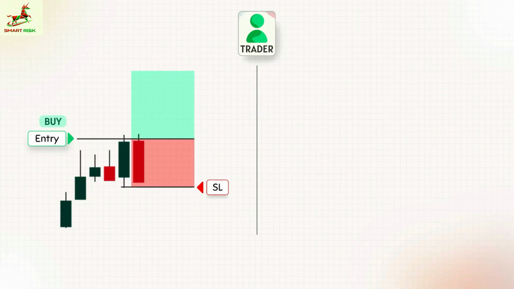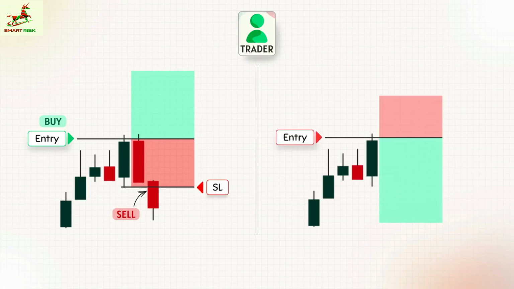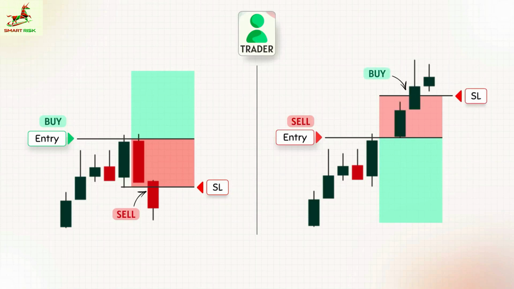Because when price drops down and hits the stop loss, the system automatically executes a sell order to close their buy position. And if a trader has taken a short trade, meaning they sold, their stop loss is a buy order. Because when the stop loss gets hit, a buy order executes to close their sell position. Now this is really important, so let me explain it one more time carefully.